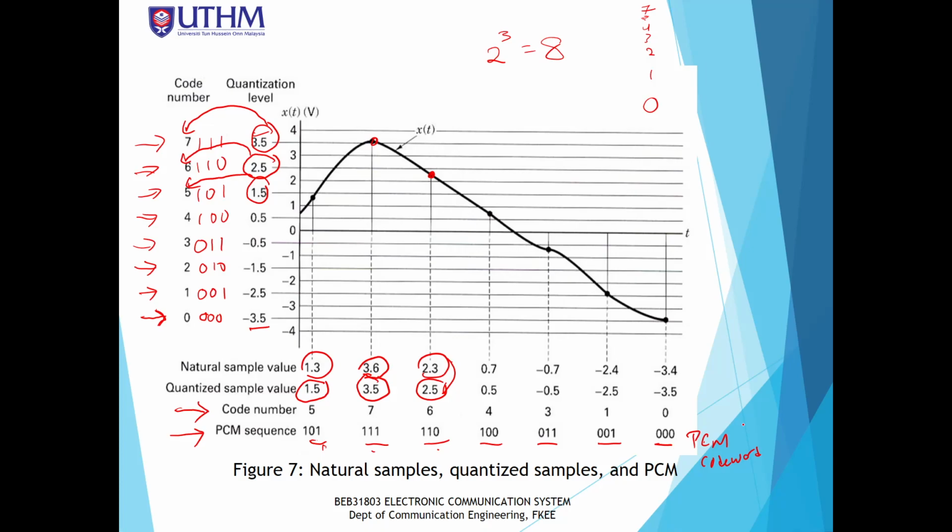Each of these is what we call a symbol. One symbol contains 3 bits because we are using 3 bits. In this example, we have 7 symbols, so 7 multiplied by 3, we have 21 bits of output for this example.